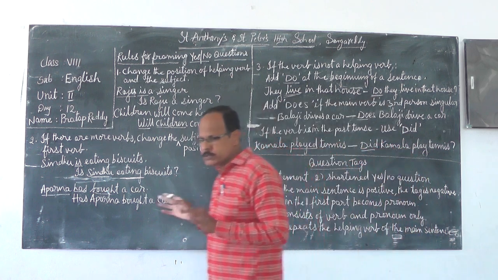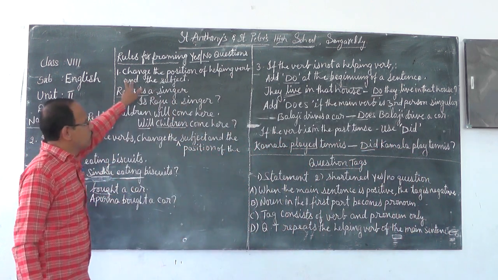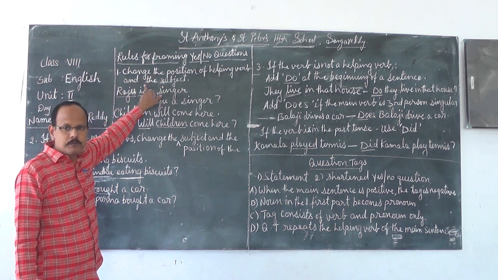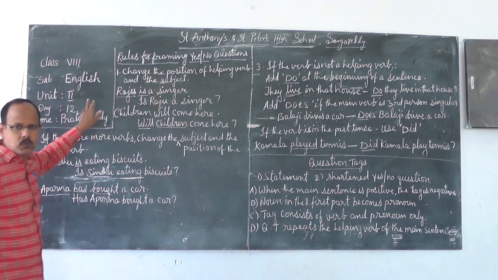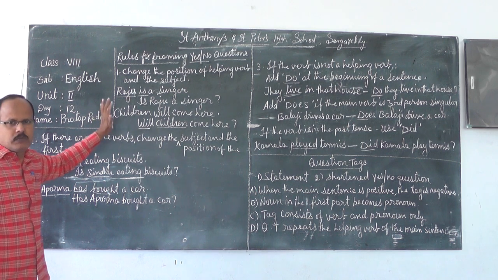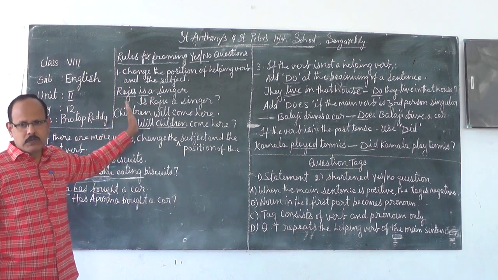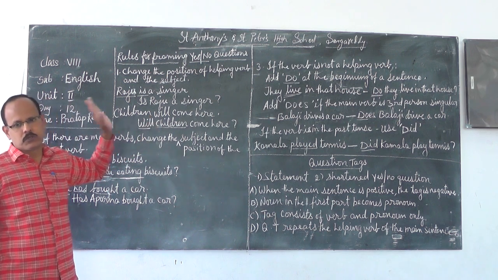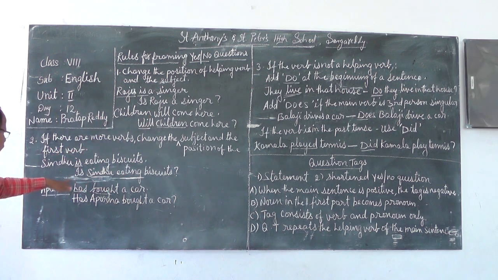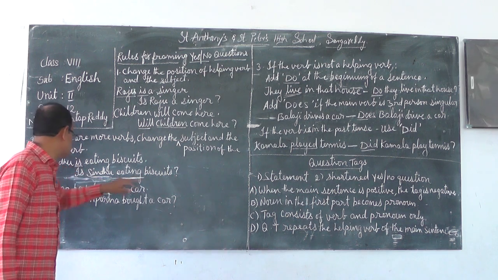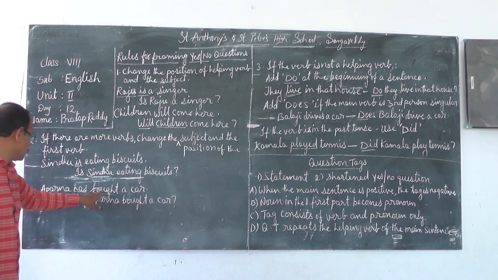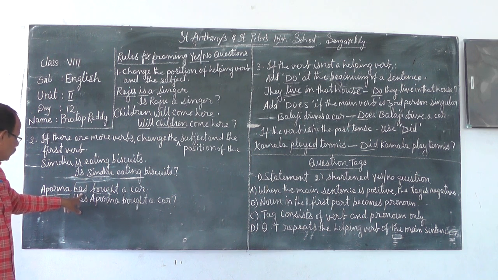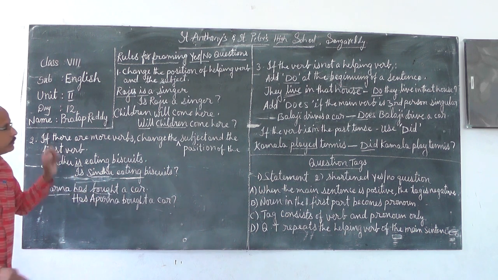There are simple rules. The first rule is to change the position of subject and helping verb. Begin the question with the helping verb. If there are two or more verbs, we have to change the position of the subject and the first verb. Like here, is Sindhu eating biscuits? And has, because has bought, both are verbs. We have to change the first helping verb and subject only. Interchange these two.